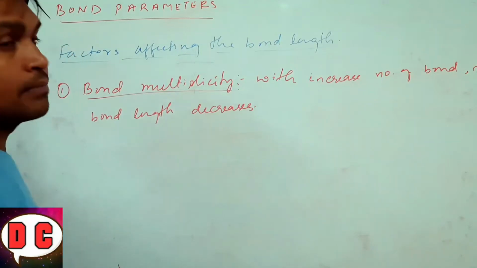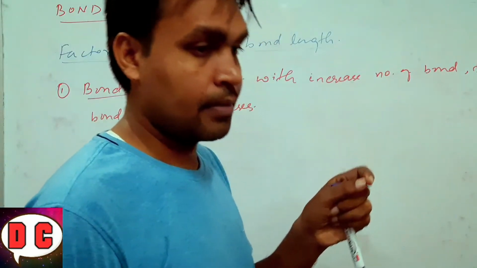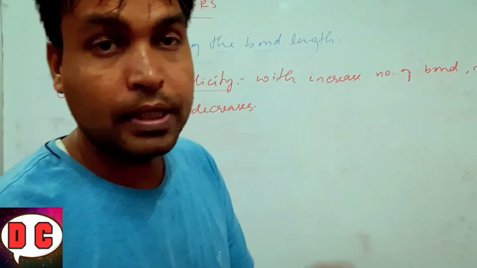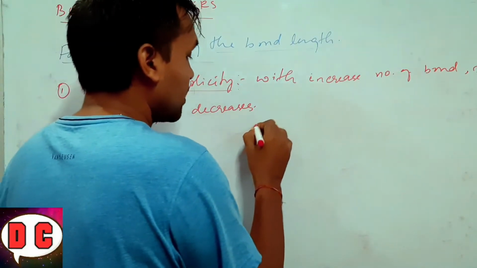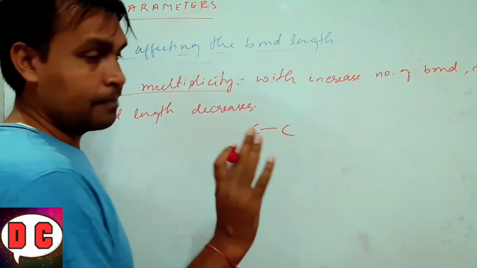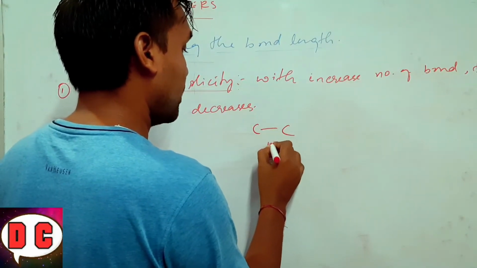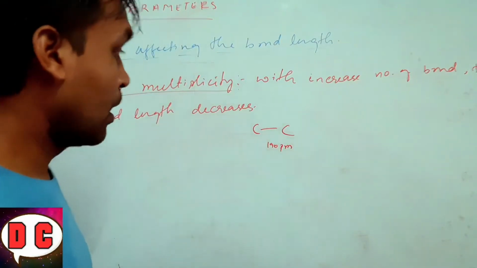Okay, that means what? When the number of bonds is increasing, then you will see that the bond length will be decreased. Let's understand in this way. Suppose this is carbon. Here it is a single bond. Let's assume that this one bond length is 190 picometer. Example. This is not the exact value, but just an example.